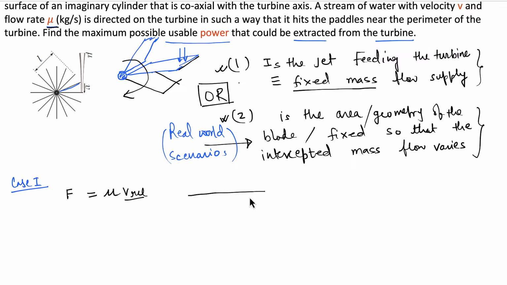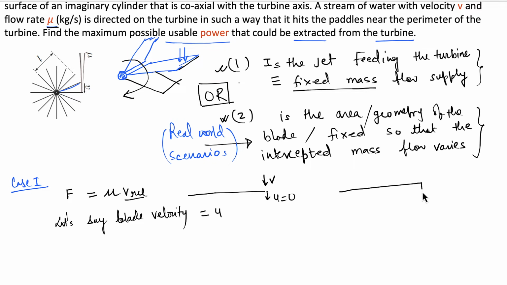Okay, so let's say the blade velocity is equal to u. Okay, so right now let's say u is 0 and the stream of water is coming with velocity v. So in this case the entire velocity v will hit this blade or the paddle. But in some other case, when this is moving with some u greater than 0 and the water is coming with v, then the approach velocity is actually v relative, right?